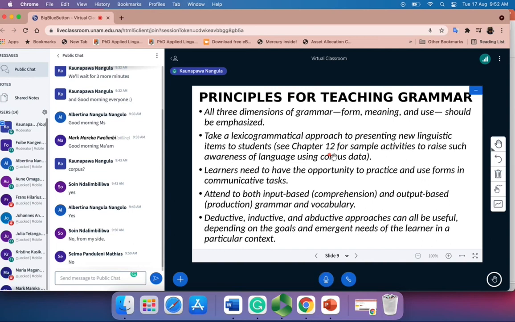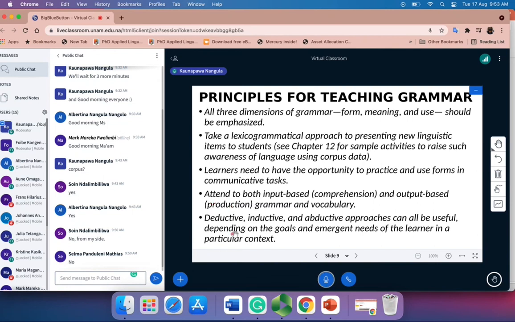And then attend to both input-based and output-based grammar and vocabulary. That is to say, don't only look at the comprehension of what they understood, but they should also produce. They should produce language. They should create their own sentences in a communicative manner in which they show that they really understood the grammatical or vocabulary item that is being focused on in the classroom.